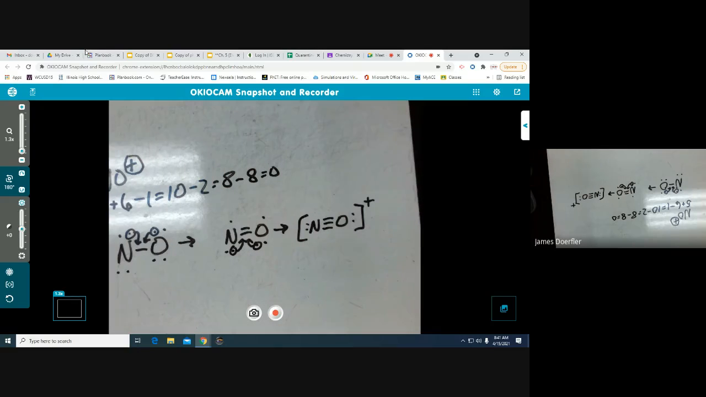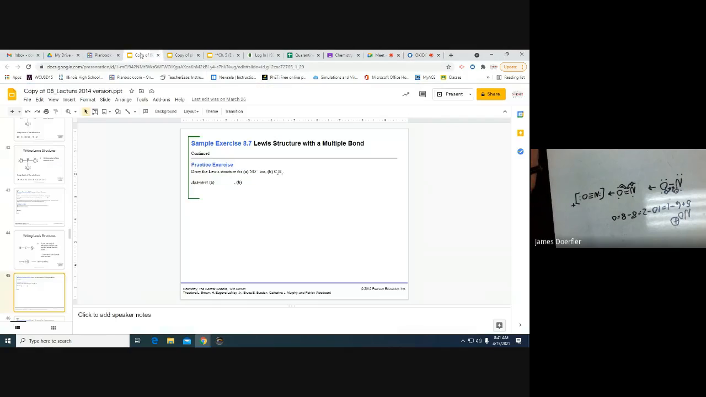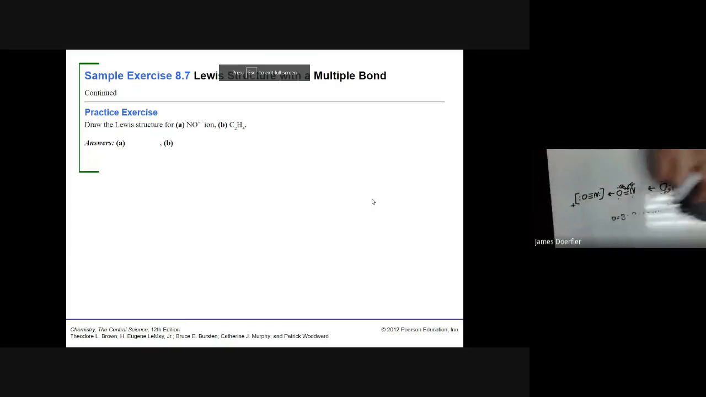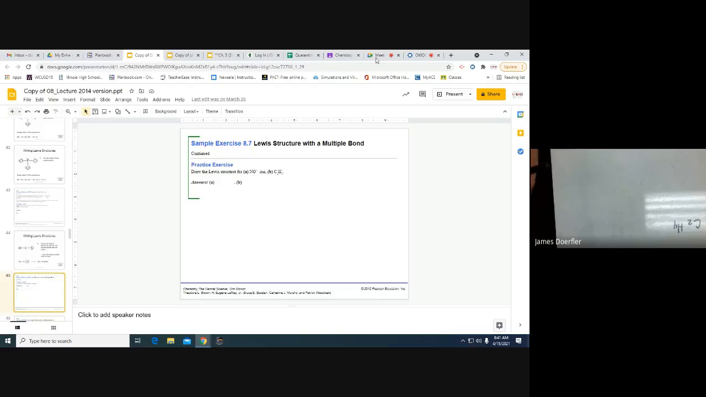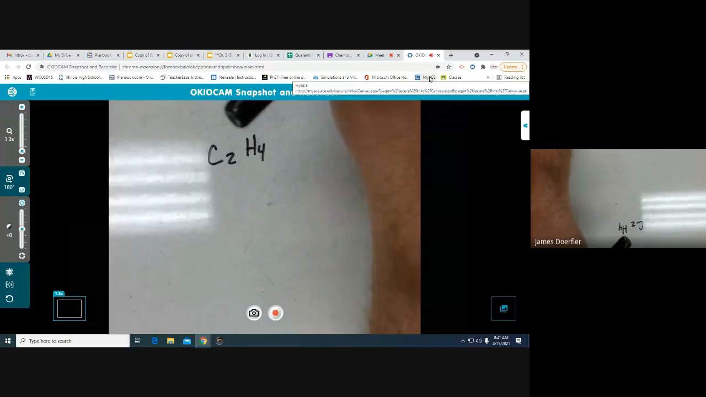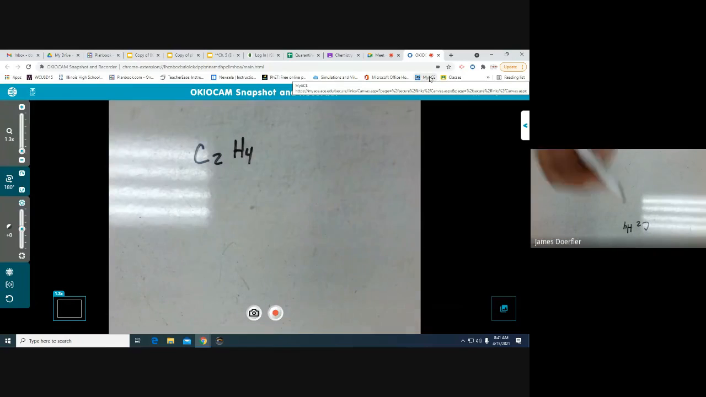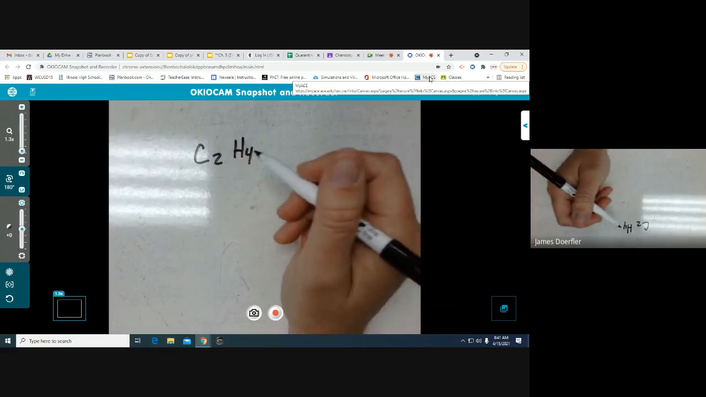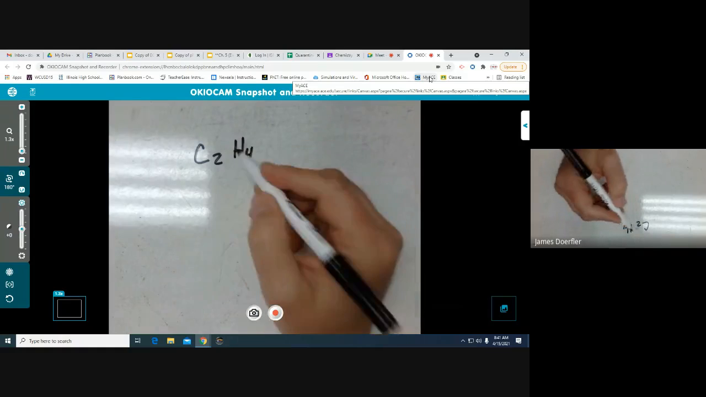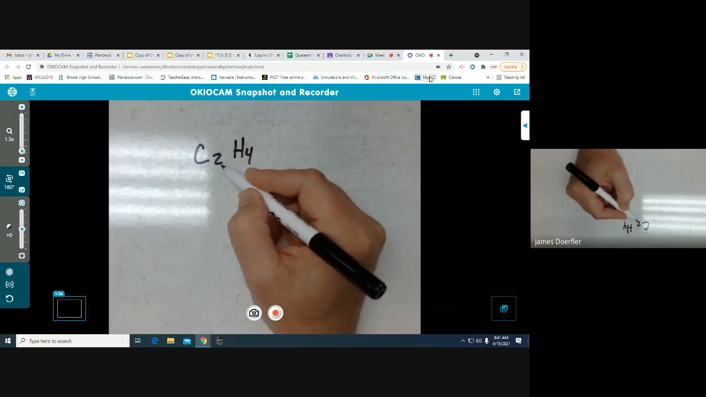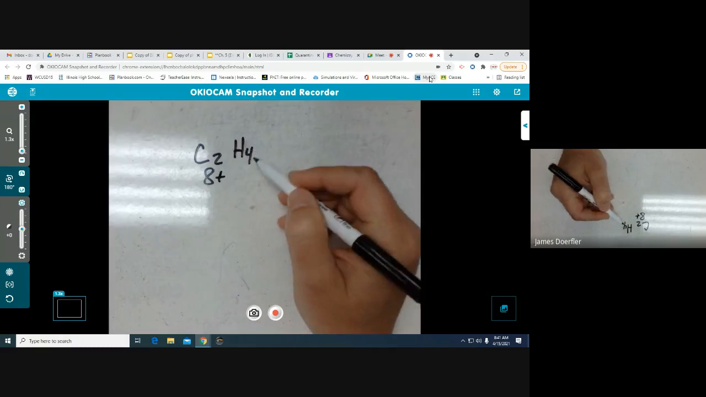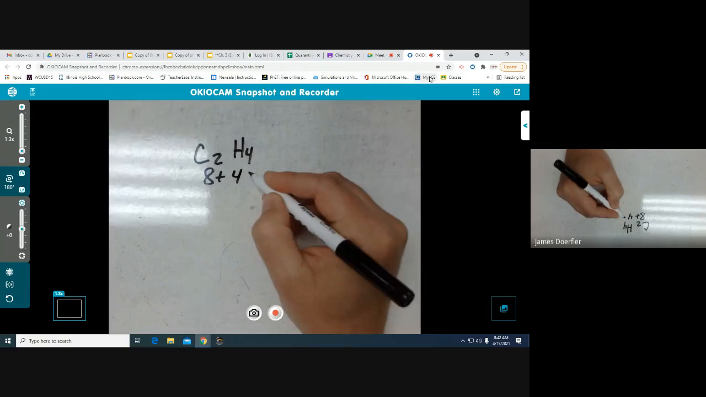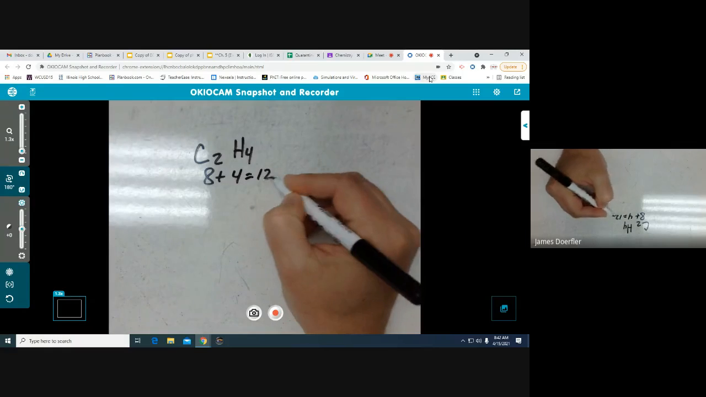There is a second example given to us by the book, and that is C2H4. So again, first step, calculate the number of valence electrons. Carbon has 4 for a single, but there are 2 present, so we have 8. And hydrogen, again, a single one has 1, but there are 4 present, so that's 4. And so that gives us a total of 12.